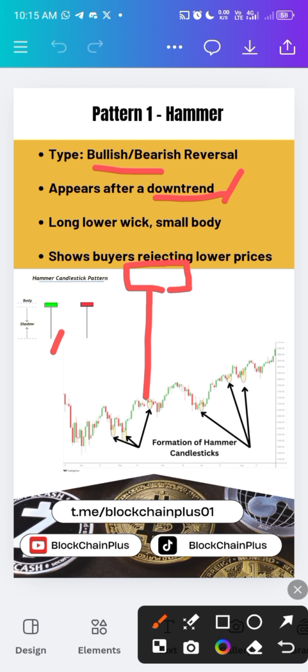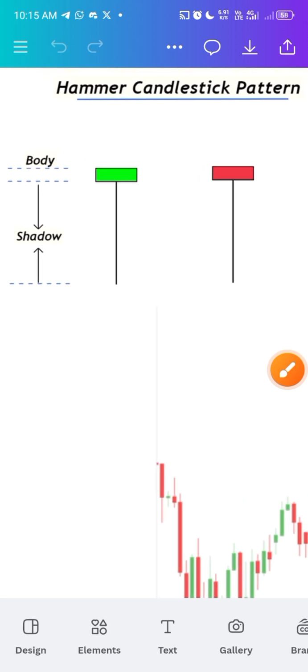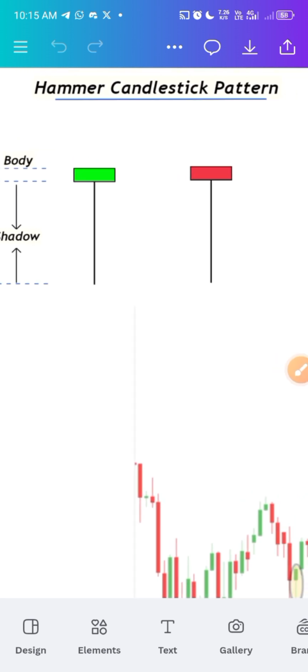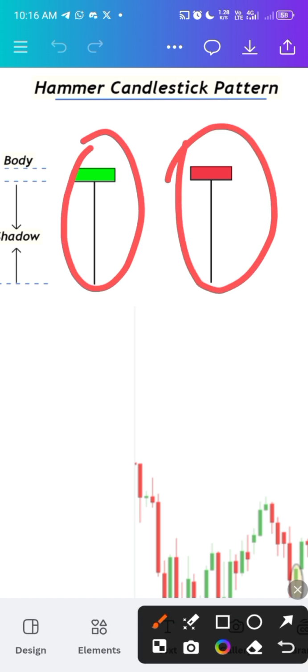Now, if the market has been going down and you see it like this green one here, it shows that buyers are rejecting the lower prices and they want the price to continue to go up. Then if you see this long one here that is red, it shows that sellers are rejecting and they want the price to go down. So let's look at these two together to see how they look. This is an example of the hammer, how it looks. That's the bullish, and this is the bearish hammer.